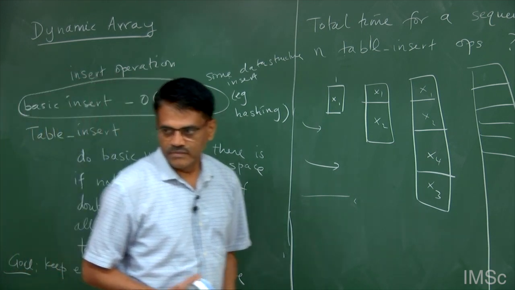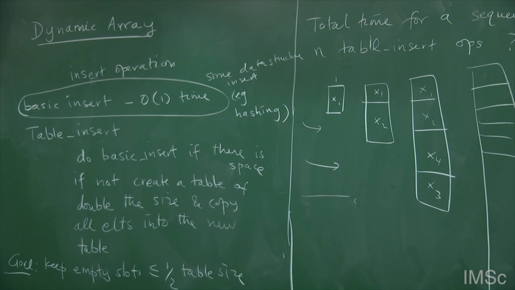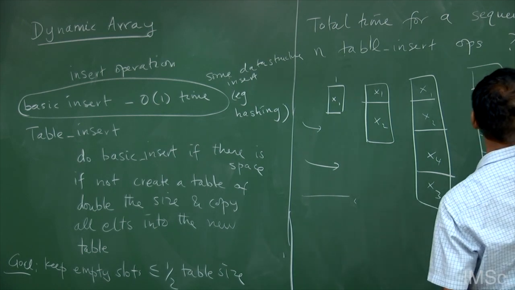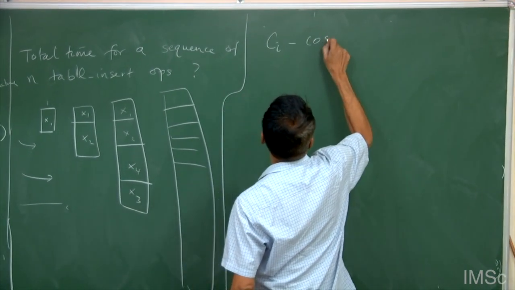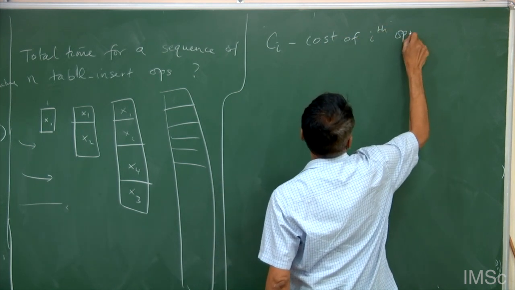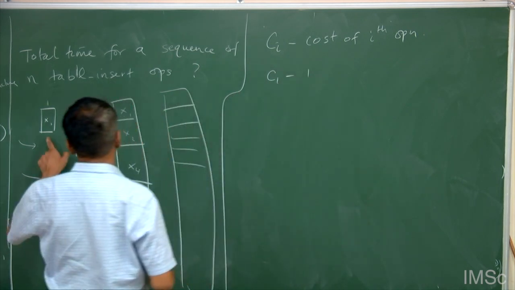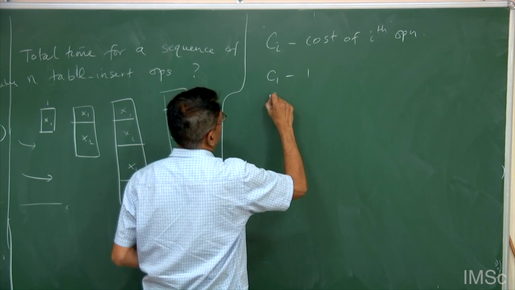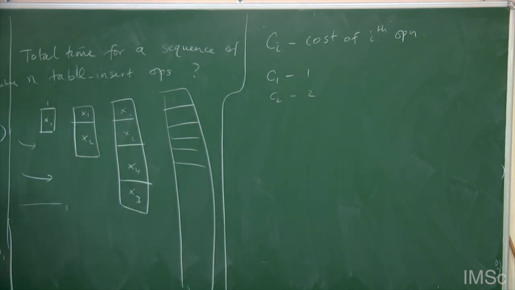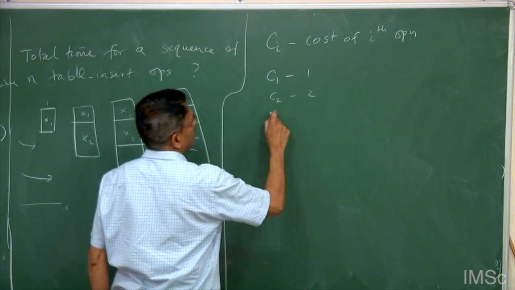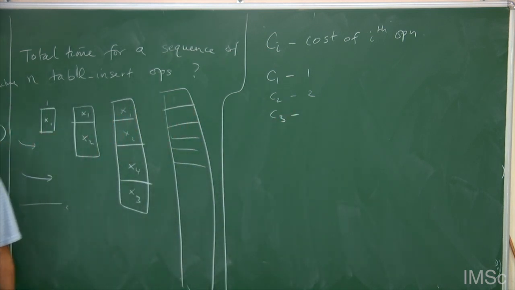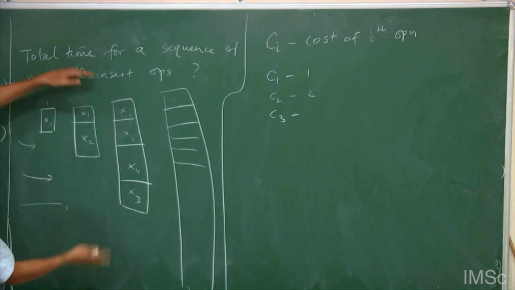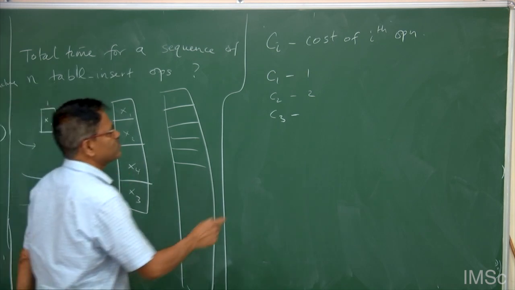In this case, we actually know the cost of the ith operation. So let's compute it. What is the cost of the first operation? Suppose Ci is the cost of the ith operation. So C1 is 1, I'm just inserting it here. C2 would be 2, because it's just one insertion, but the table is full. So I have to create a new table, copy x1 and then insert x2. What about C3? 3, because again I create a table, copy these two plus insert this, so that's 3.